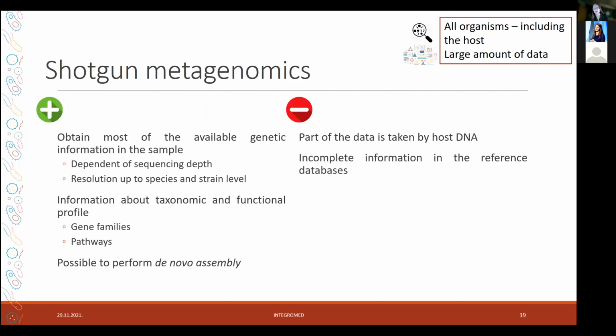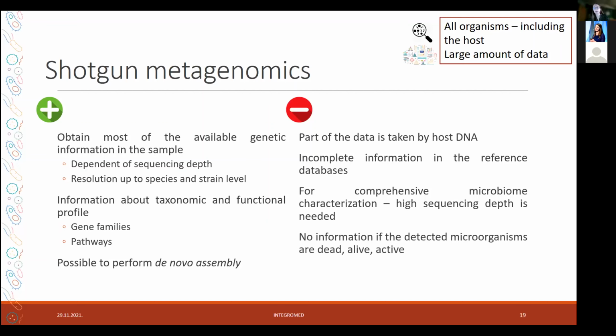There is still incomplete information in the reference databases. There could be some mistakes there and so on. And if we want to do a comprehensive microbiome characterization, high sequencing depth is needed. So that again needs to be taken into account, as it can impact the expenses of your analysis and so on. And we still don't have information about whether the microorganisms are dead, alive, or active. And if we use the de novo assembly, of course, we can have some artifacts there as well.